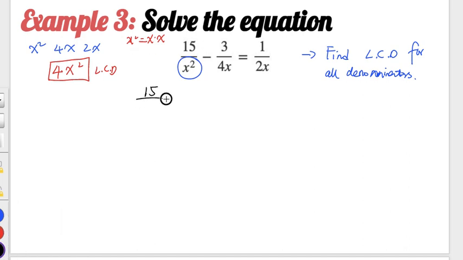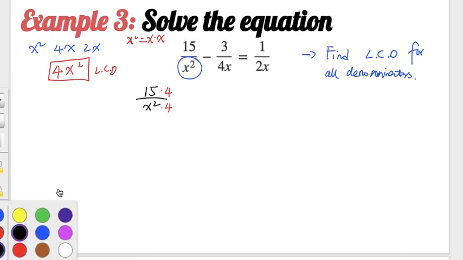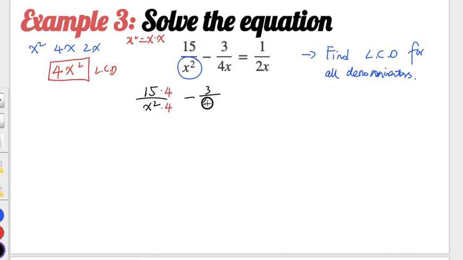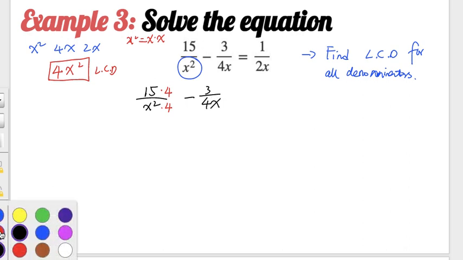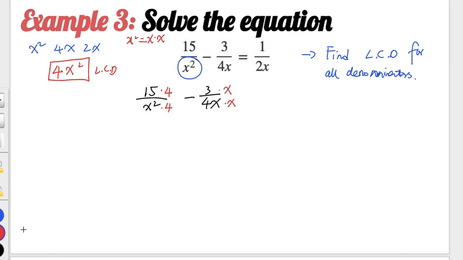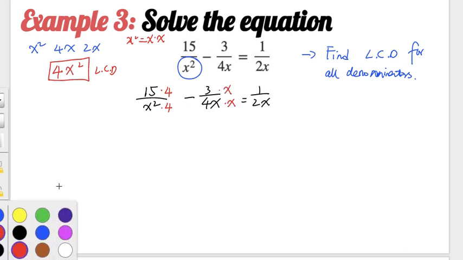Let's check. What do we need to do? As you can see here, we have 4x squared. So what do I need to multiply x squared by in order to get 4x squared? Yes, you are correct. We multiply by 4. Let's continue. And 4x, what do I need to multiply 4x by in order to get 4x squared? Yes, we multiply by x. And the last part, we copy it down.